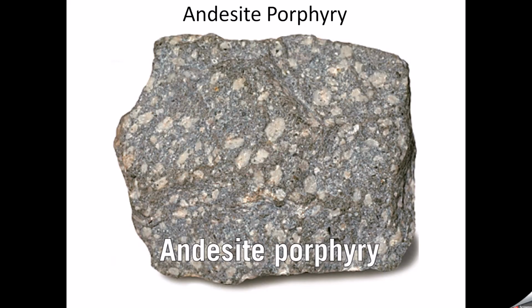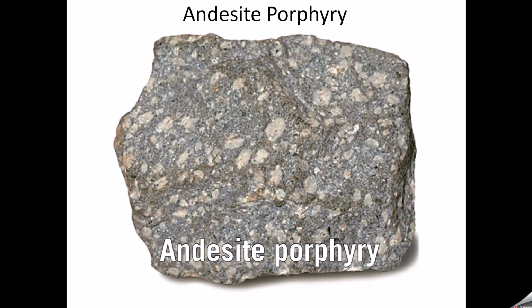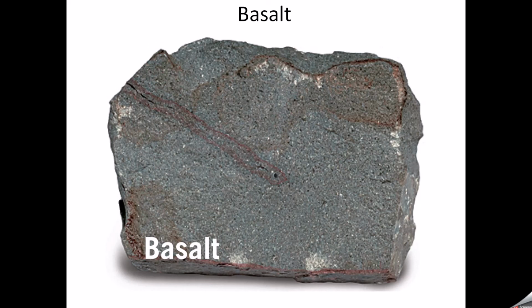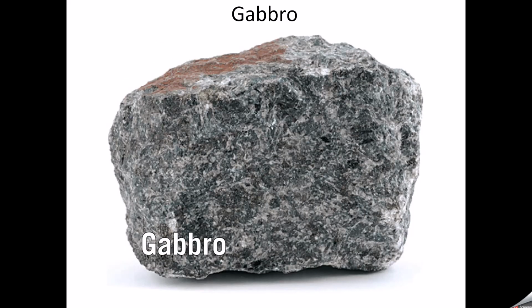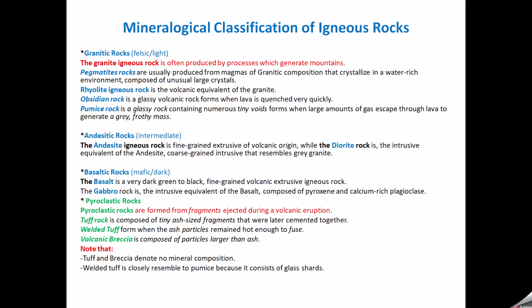These andesitic rocks: this is the andesite, volcanic, and this is the diorite, the plutonic, both intermediate. Here, the basaltic rocks, the mafic: this is basalt, and this is gabbro. Basalt is volcanic, gabbro is plutonic. So let's go back to the definitions and read through.